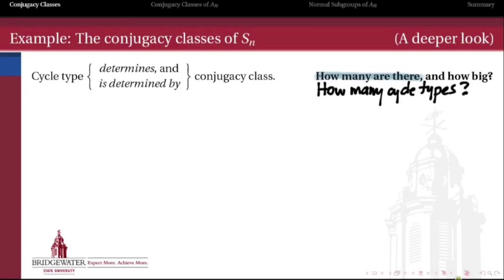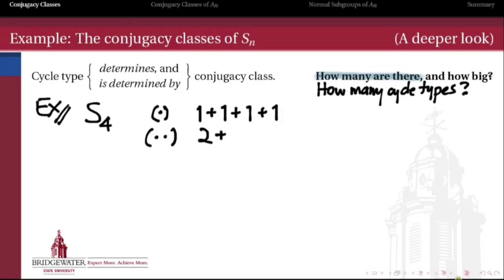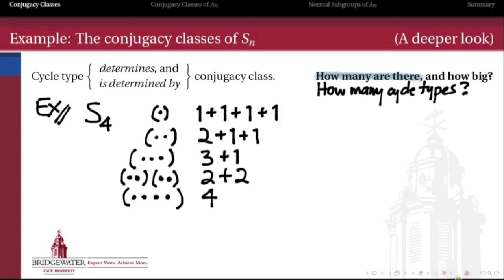Well, since cycle type determines and is determined by conjugacy class, the number of conjugacy classes is the same as the number of cycle types. And for example, in S4, the cycle types that were possible were 1 plus 1 plus 1 plus 1, 2 plus 1 plus 1, 3 plus 1, 2 plus 2, and 4. So there are five possible different cycle types in S4.